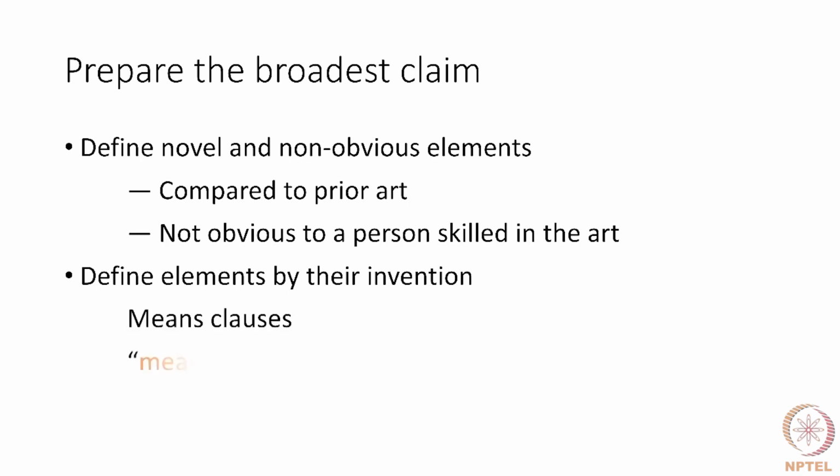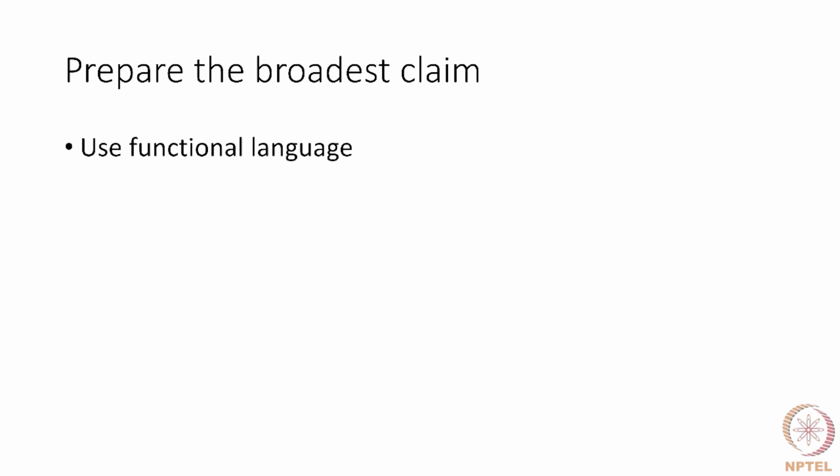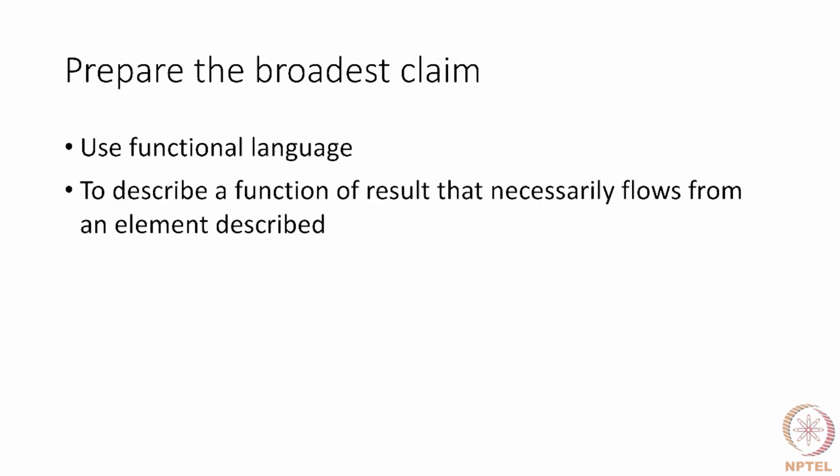You could have means clauses by which you could have a broader claim, a means for heating rather than identifying a particular heating element, or a means for holding rather than identifying a holding element. Now, use functional language. We have already covered this aspect. To describe a function or result that necessarily flows from the element described. Whenever you describe an element, you describe the function which flows from that element as well.